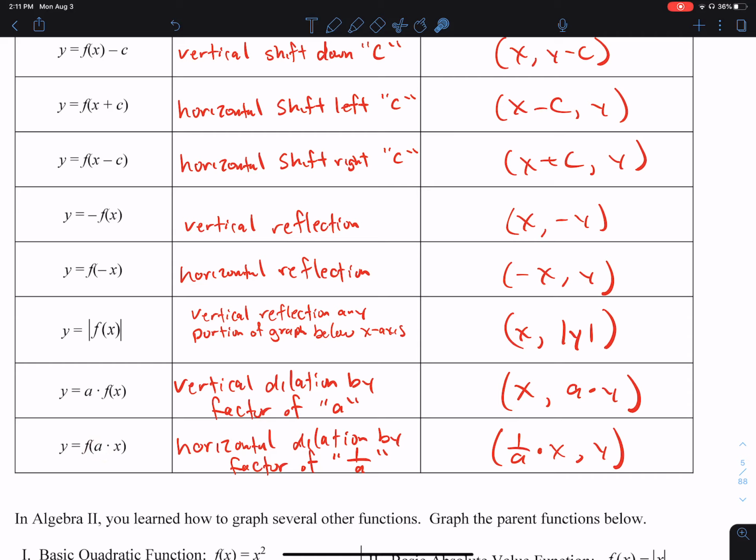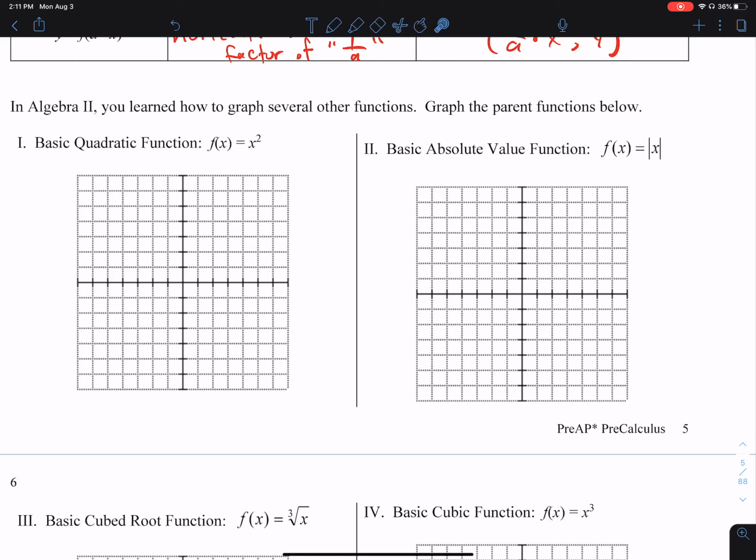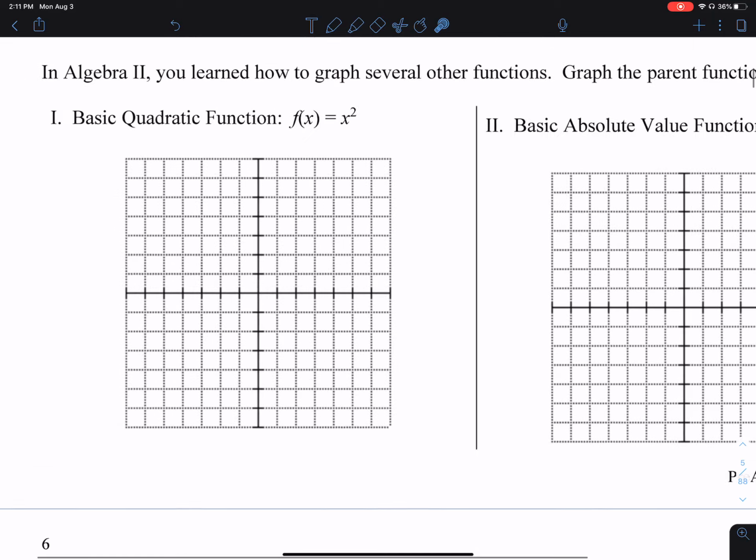One we skipped was this one here. If you have the absolute value of a function, this is a vertical reflection of any portion of the graph that's below the x-axis. So it's going to put the entire graph above the x-axis, and we'll get to see some examples of that, hopefully, and that would look like this. Let's see if we can apply what we have just learned. And I guess before we do that, let's look at some other parent graphs.